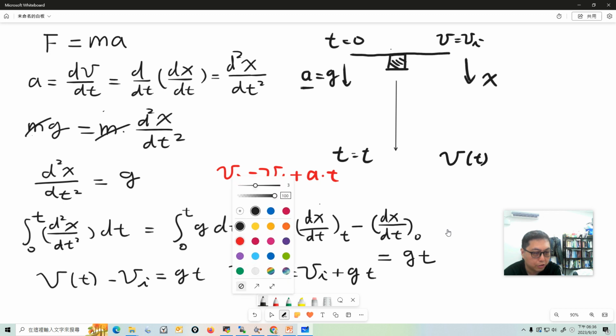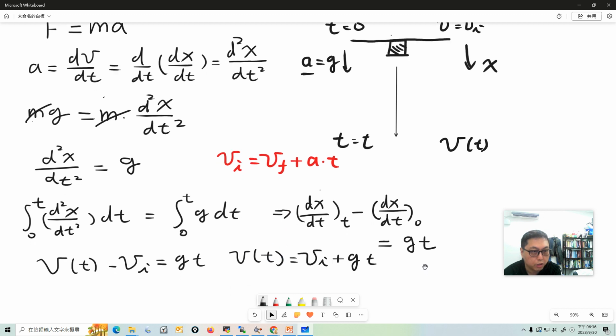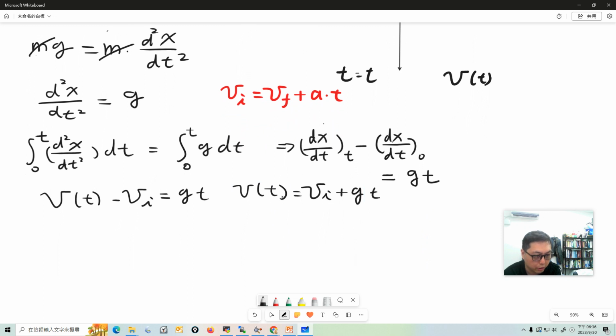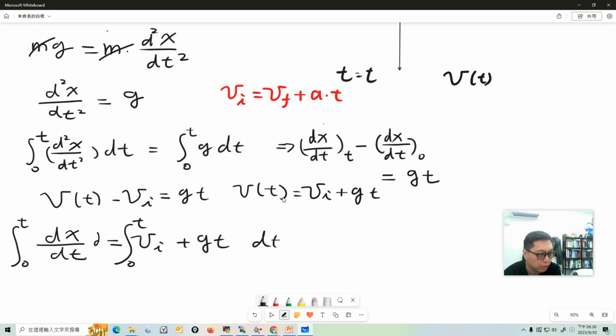Let's keep doing this for further. The velocity is the derivative of position with respect to t, so it's equal to vi plus gt. This is also a differential equation, and it is very simple. So let's do the integration again on both sides, from 0 to t.